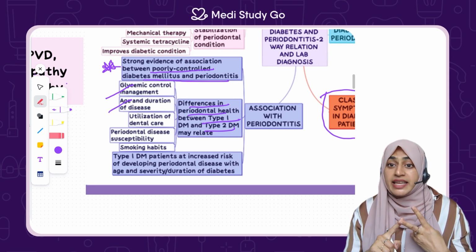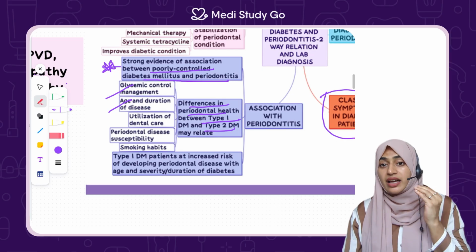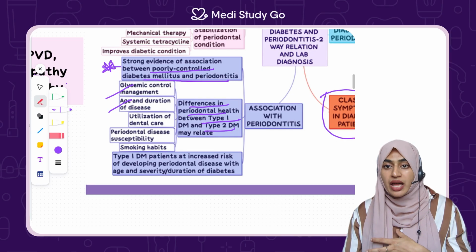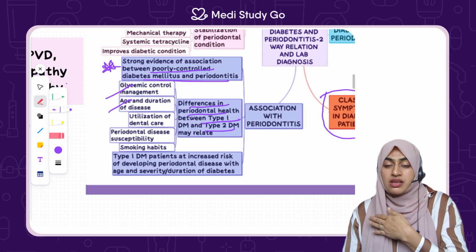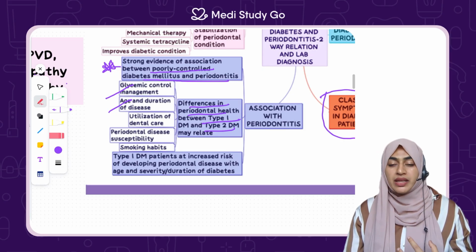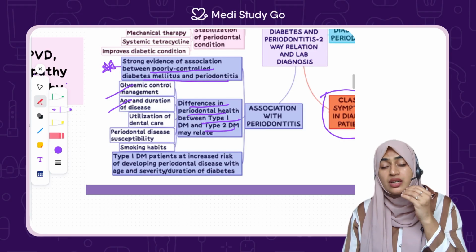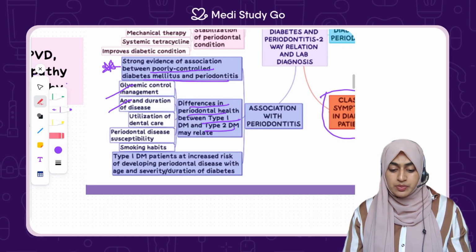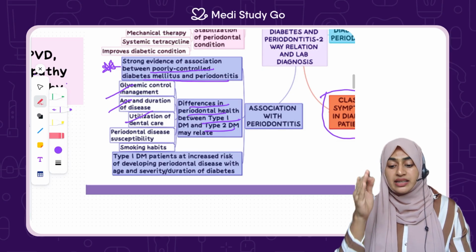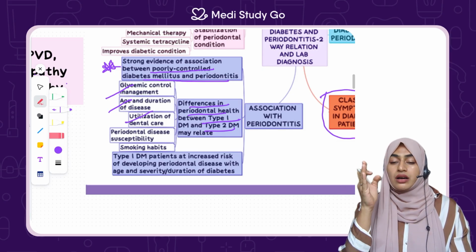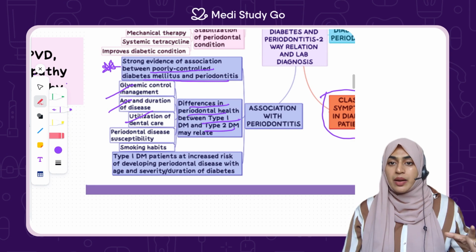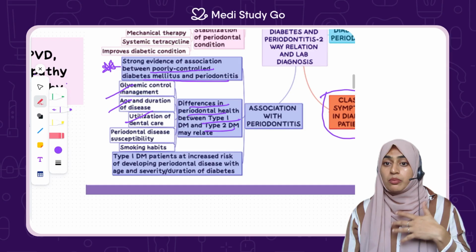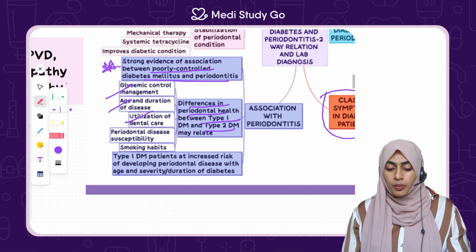It also depends on the age and the duration of the disease. At a young age, technically you would not have type 2 diabetes because it builds up over the years, but type 1 is right from the beginning, and it is definitely associated with periodontal disease as well. Regarding utilization of dental care, a type 1 diabetes patient, if young, should definitely visit the dentist more frequently than normal.